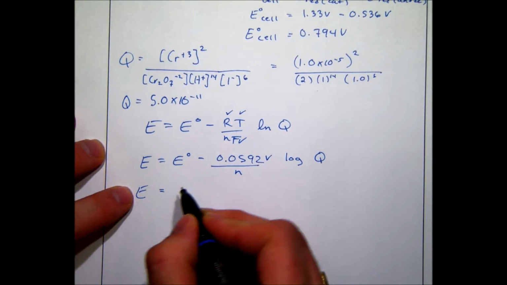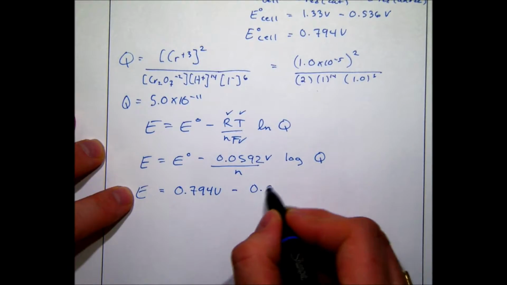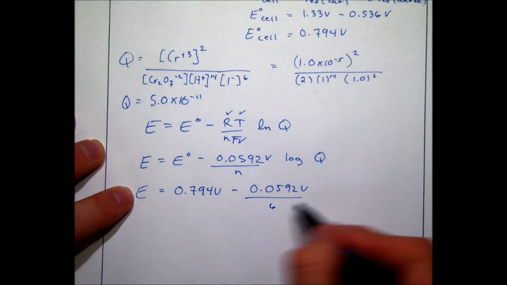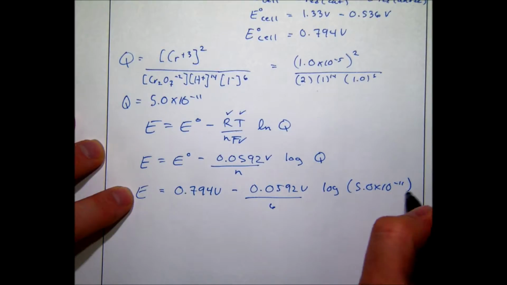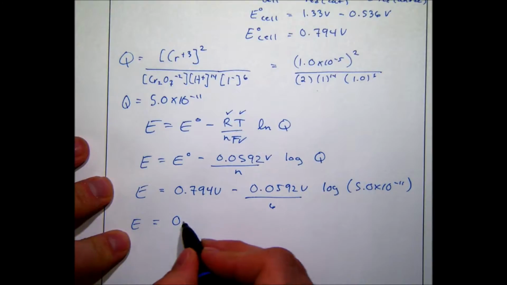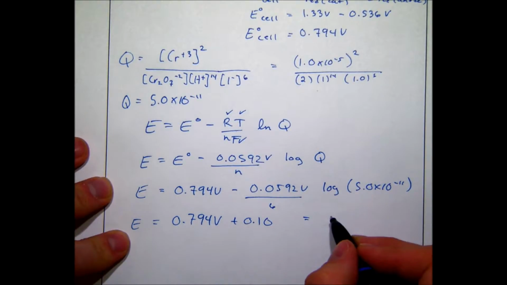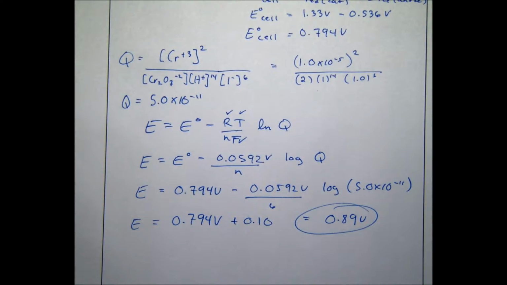So the non-standard cell potential is equal to the standard cell potential minus 0.0592 volts over the number of electrons transferred, which is 6, and the log of 5.0 times 10 to the negative 11. E is equal to 0.794 under standard conditions, and then a little correction works in as a plus. So we can see that under these conditions, this reaction becomes more favored.